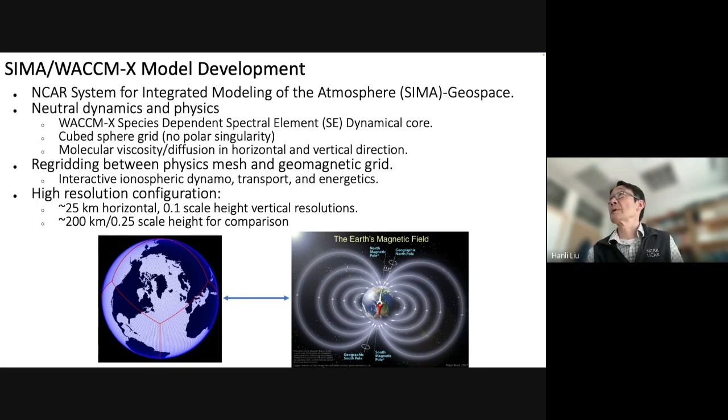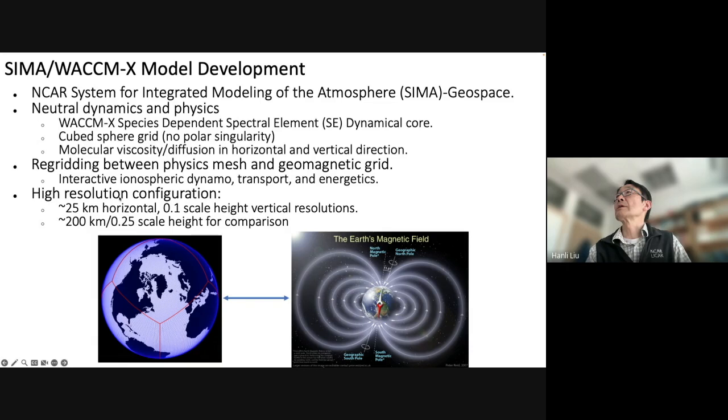You don't have to filter out the physics. And also for the thermosphere, you need a molecular viscosity and diffusion. Those are becoming important. And this is the cube sphere grid in the model. And then also, because we need to solve both in the atmosphere system and also the geospace system, which is organized by the geomagnetic field, we need to develop a regridding scheme to go between the two.